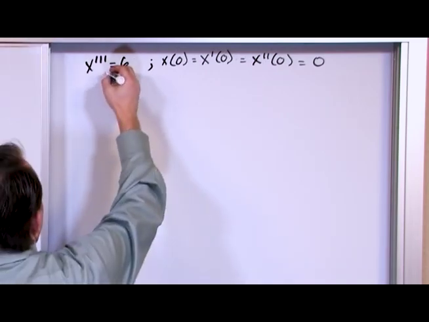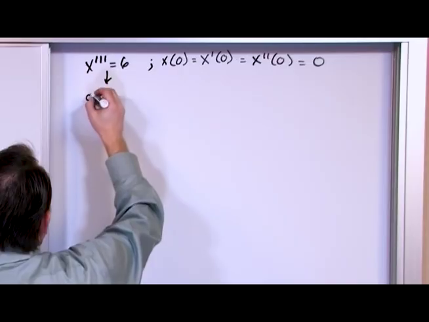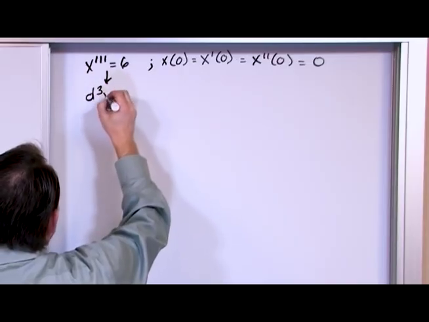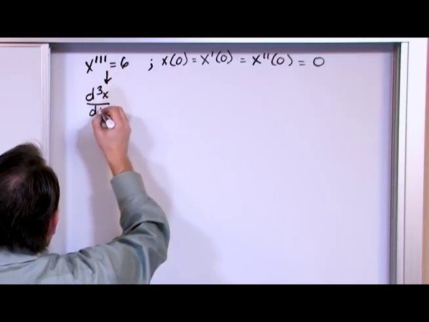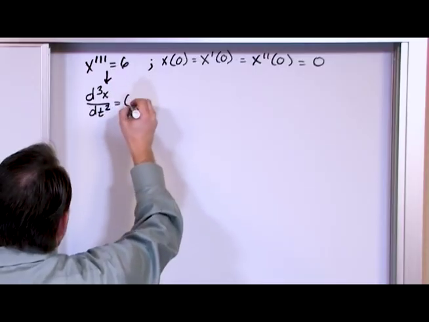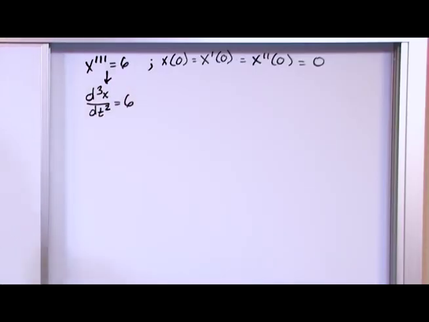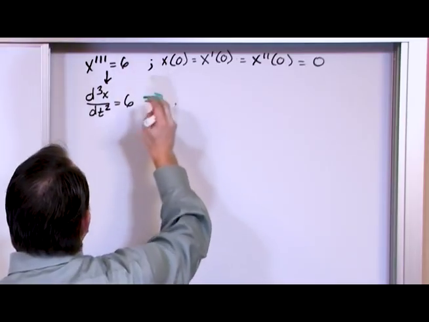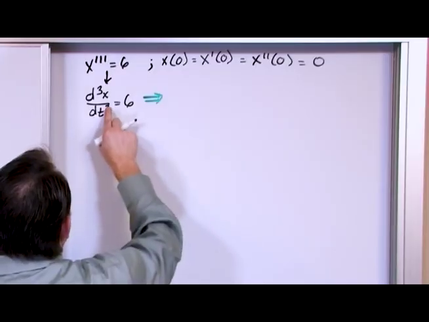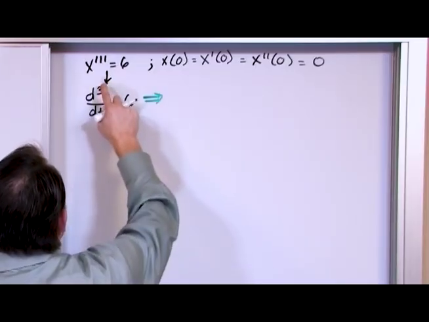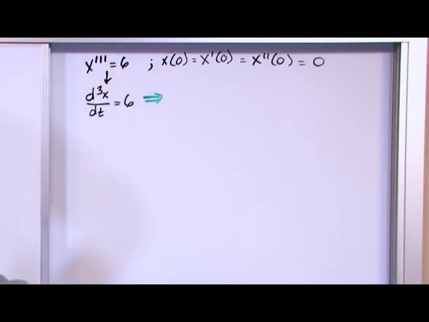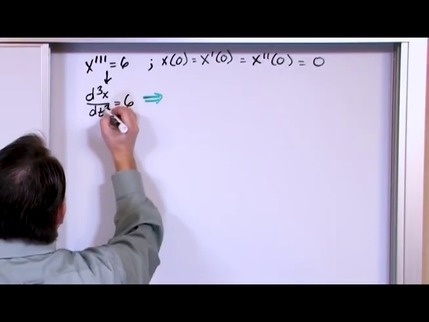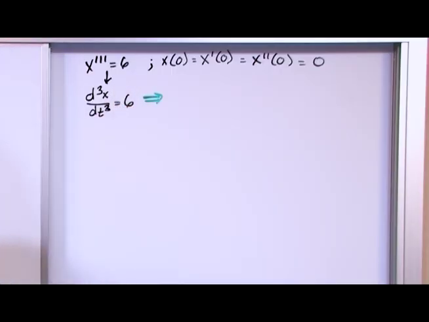So if I'm going to work with this, personally, you don't have to do this, I just like to rewrite it. And that's going to equal 6. And what we're going to do next is we're going to integrate it, because we have our derivative on one side. Whoops, you see I made a mistake right here. It's d cubed x dt cubed, because it's a third derivative. Okay? We're going to integrate that.